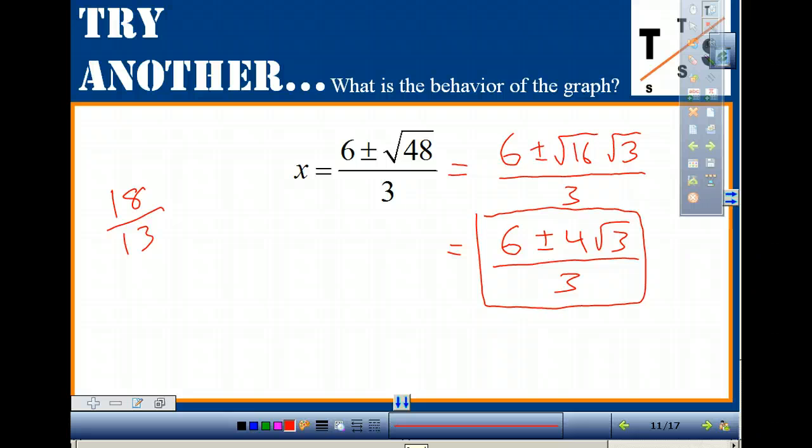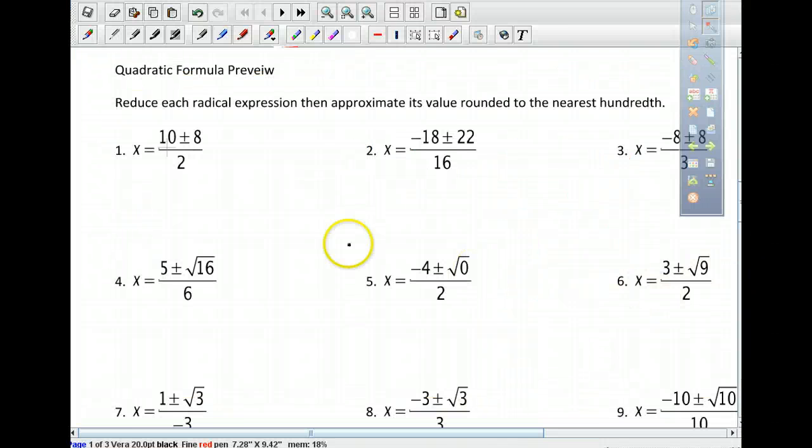So back to your work. On these, you just get 2 answers, and they're exact because there's no radicals involved. We get 10 plus 8, 18. 18 divided by 2 is 9. And we get 10 minus 8, which is 2. 2 divided by 2 is 1. So there's our answers with an equal sign, 9 and 1, in braces.